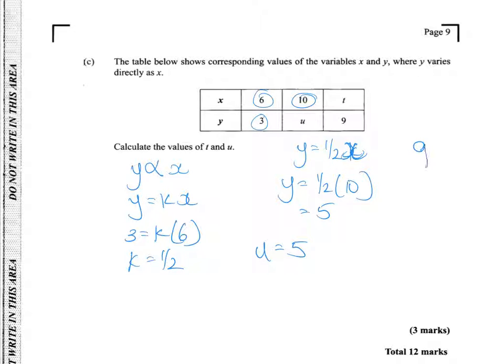Then 9 is equal to a half t, so that means that clearly t has to be 18.